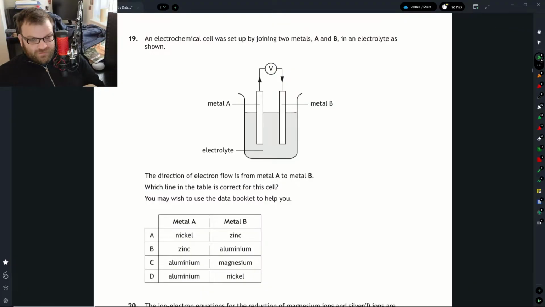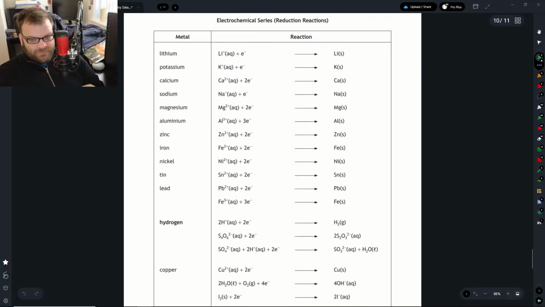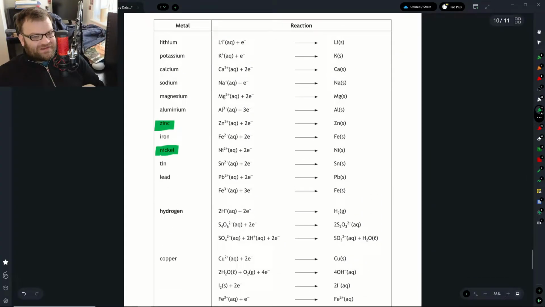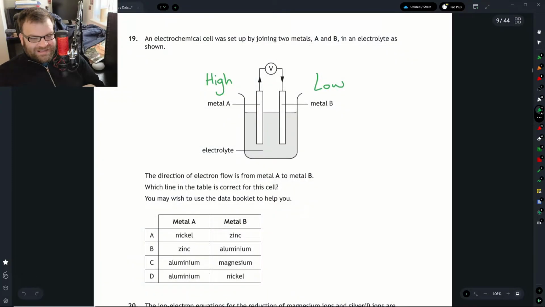Onwards, we're talking about flow of electricity in an electrochemical cell. It flows from high to low in the electrochemical series. So we just need to look at nickel, zinc, aluminium, and see which one has metal A higher than metal B. So nickel and zinc first of all. It would flow from zinc to nickel. That is not what's happening in that one.